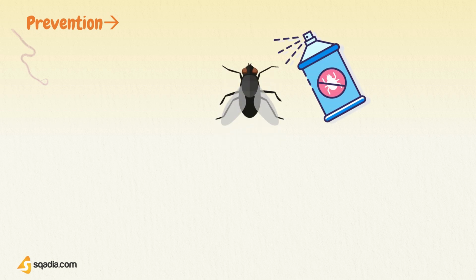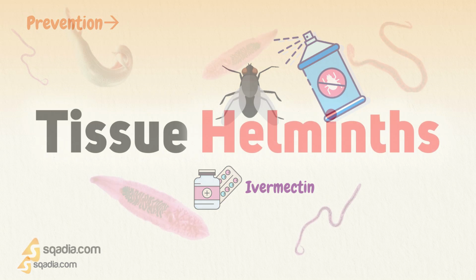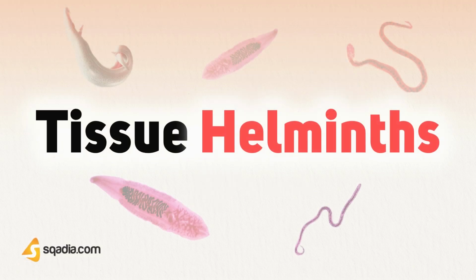Now, to prevent the disease from occurring, precautionary measures should be taken, which in fact involve control of the blackfly with insecticides. Ivermectin also prevents the disease. So, that was all about tissue helminths and diseases caused by them.